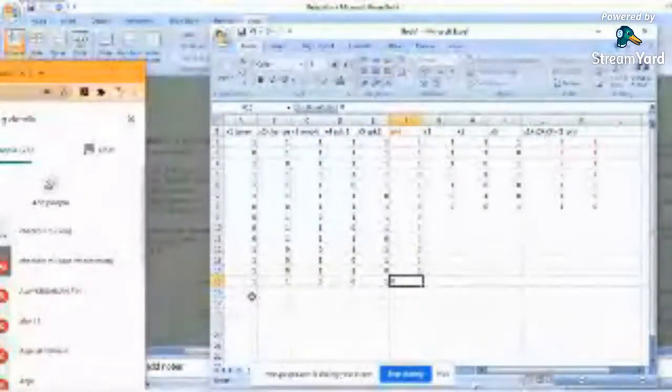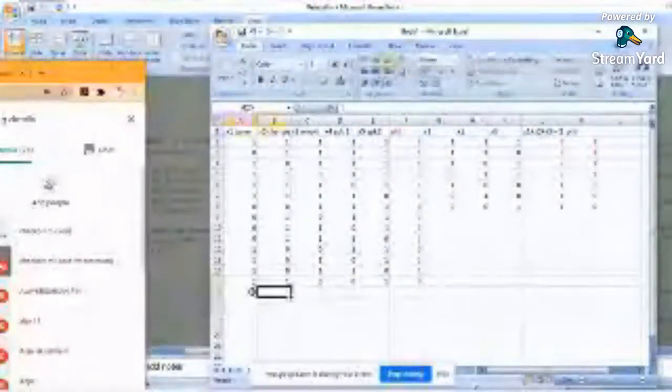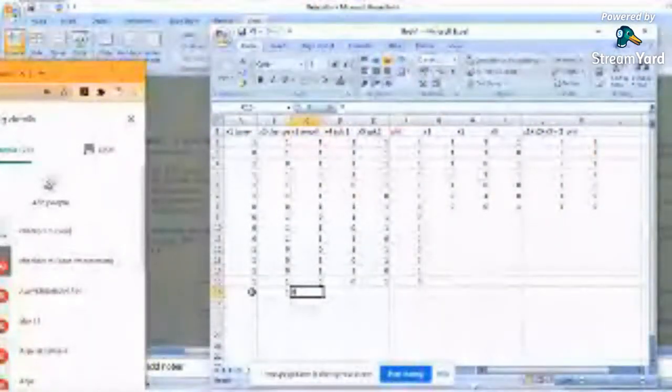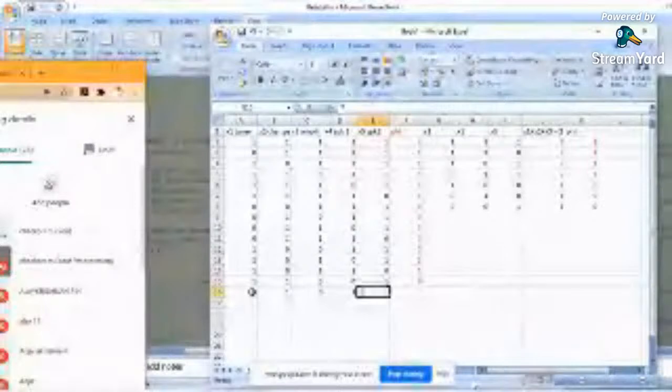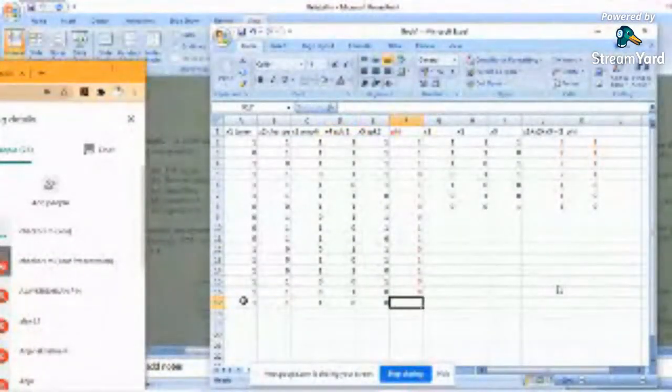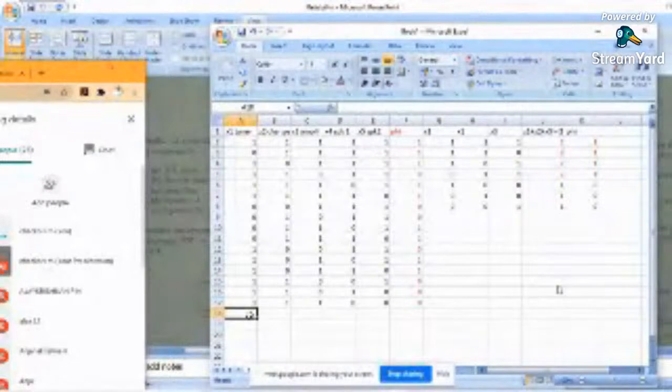Zero. Zero. Zero. Now we will have 3 zeros.